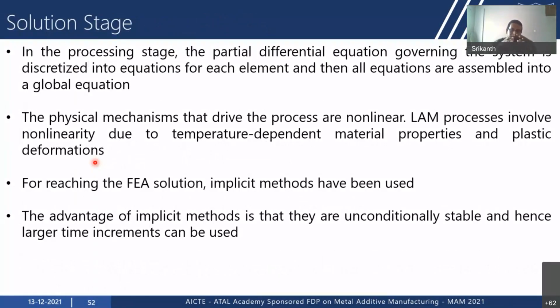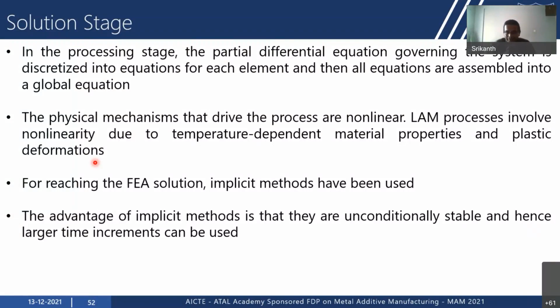So once we finish the pre-processing stage, where we define the material type, the material, the boundary conditions, initial conditions, meshing, and loads, we go to the solution stage. In the solution stage, the partial differential equations we have discussed, the 3D heat conduction equation or the equations of equilibrium, are discretized into the equations for each element and then assembled into a global system of equations.